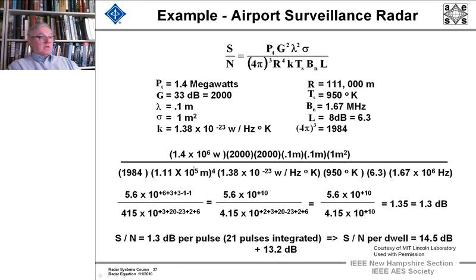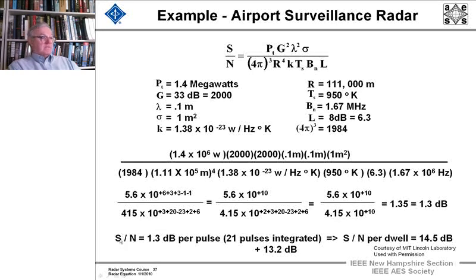And when you put all the exponents together and all of the numbers, you grind them through, you get first these numbers, and I put them in this form so that you can do it yourself. And then you get 5.6 times 10 to the 10th over 4.15 times 10 to the 10th. And that's 1.35 or 1.3 dB.